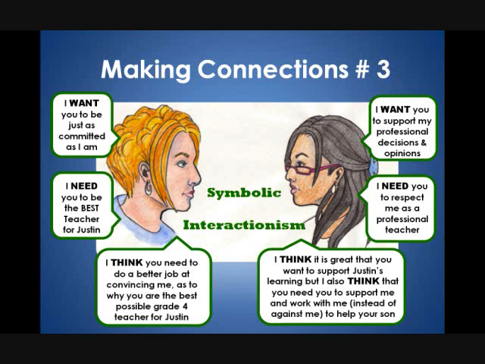On the other hand, Mrs. Pierce wants Mrs. Carter to support her professional judgments and opinions as a professional teacher, because they are made to support Justin's academic performance, not hinder it. Mrs. Pierce acts the way she does towards Mrs. Carter because she feels that their relationship is not productive and not conducive to putting Justin's needs first.